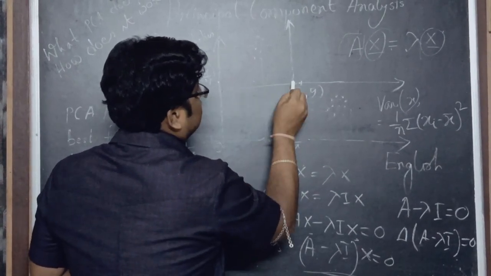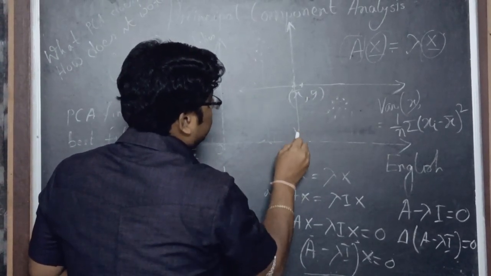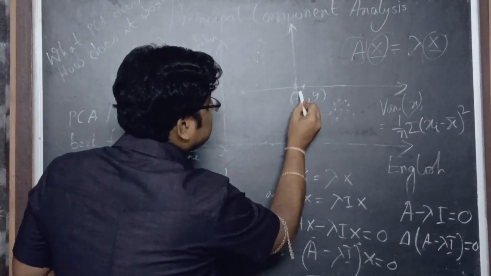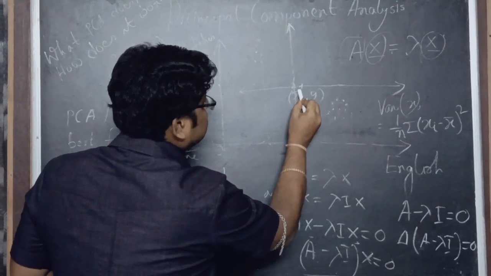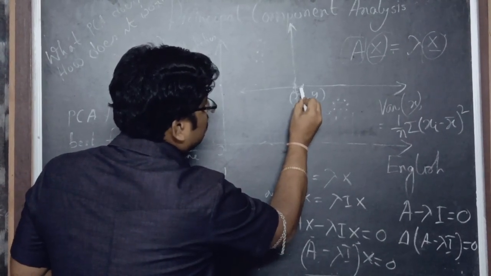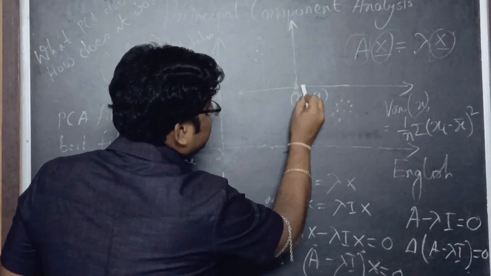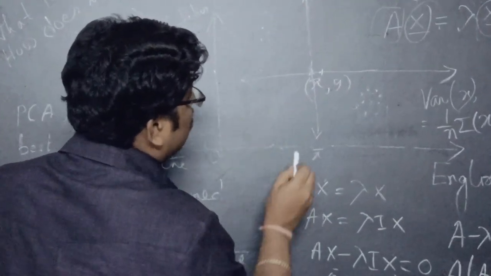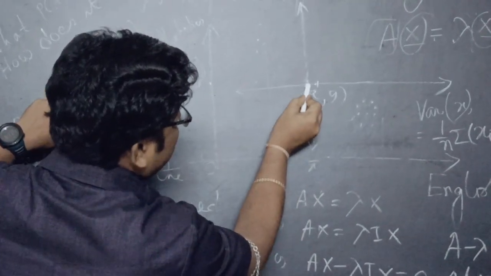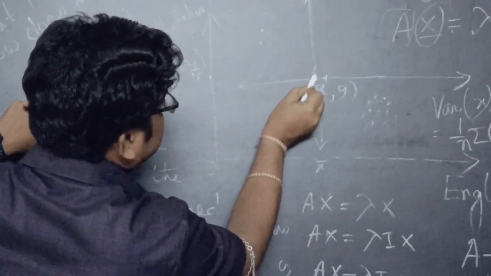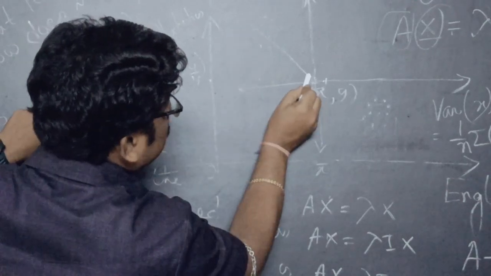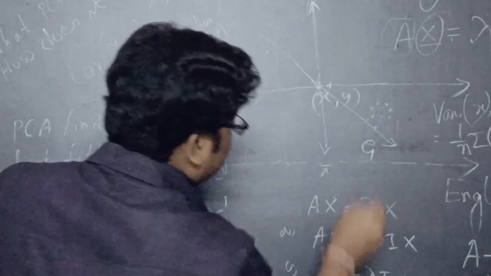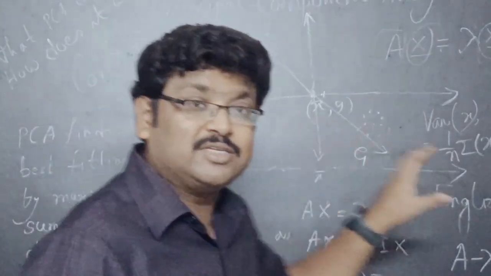if I draw this line in this way, and another point is minus 0.6, so minus 0.6 would be here, this point. Okay, and now I draw a line passing through the origin. So this is the E1, the normalized vector.